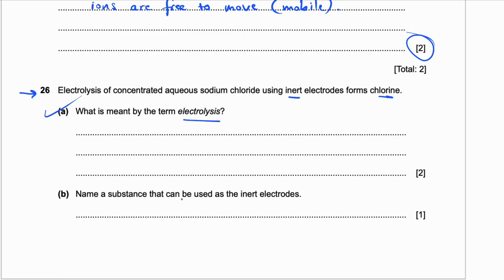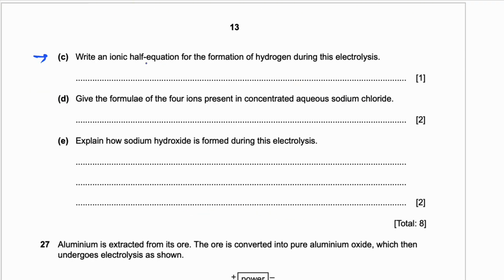Name a substance that can be used as the inert electrodes. Carbon in the form of graphite or platinum. Write an ionic half equation for the formation of hydrogen during this electrolysis. So once again, we have 2H+ plus 2 electrons gives hydrogen gas.